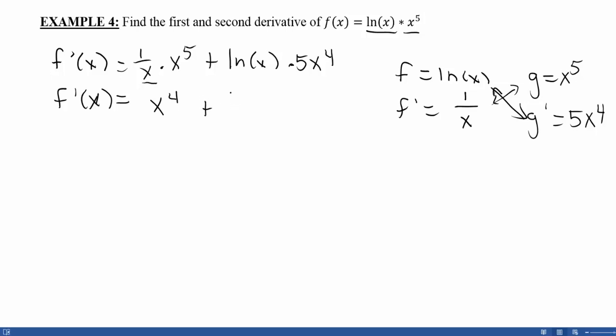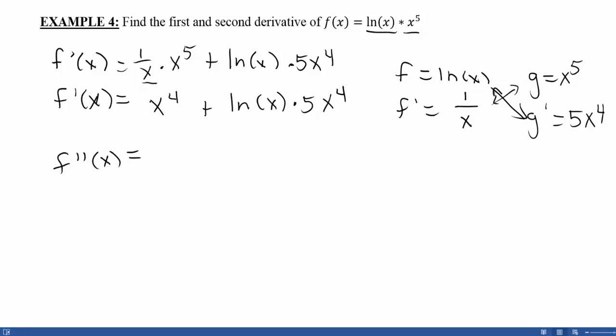So I'm going to do that before I go to my second derivative. The second term, I'm going to leave as is. There's not too much to simplify there. So now I have my first derivative. And now from here, I want to find the second derivative.